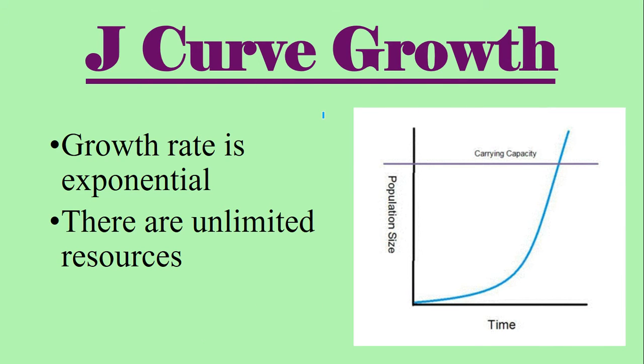J-curve growth is kind of what it usually looks like. You start off really slow, and then you go up, and you keep going up. And usually, this is called exponential growth. Resources are unlimited, so the population can keep growing and growing and growing.